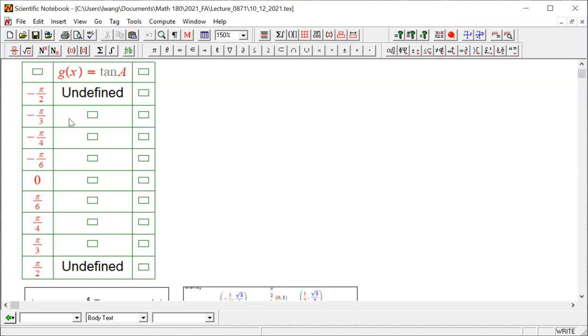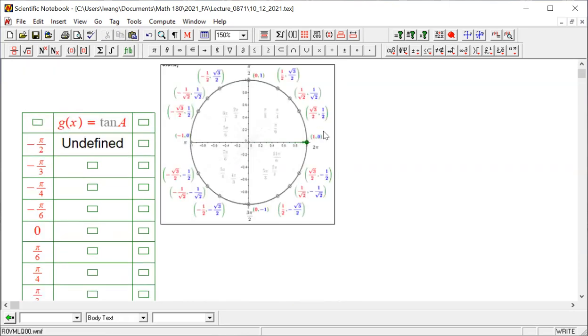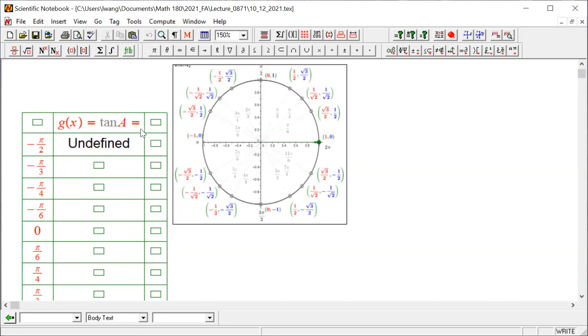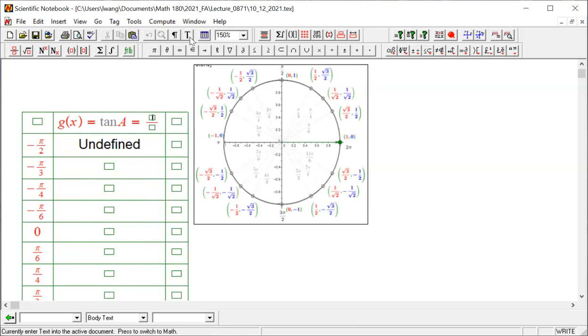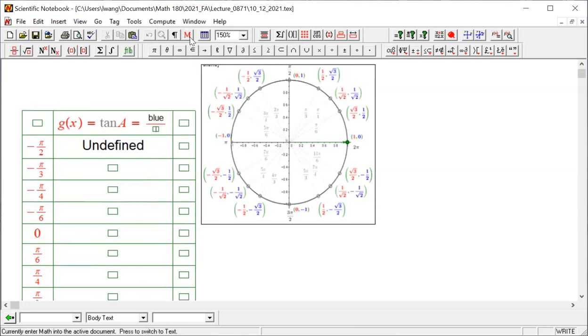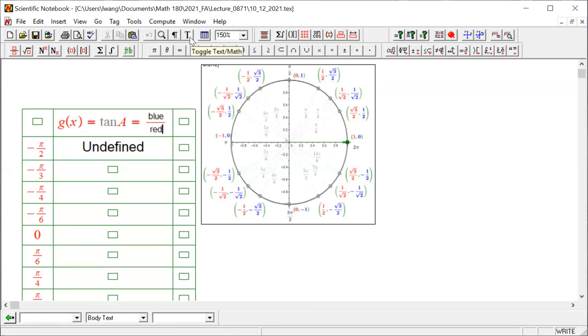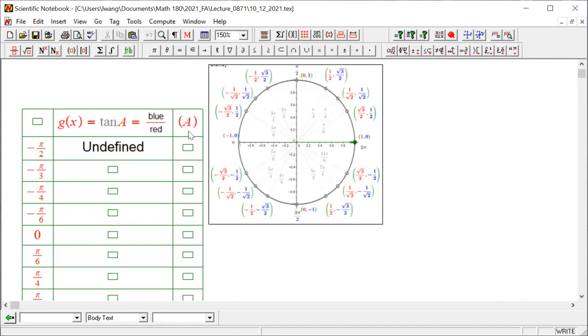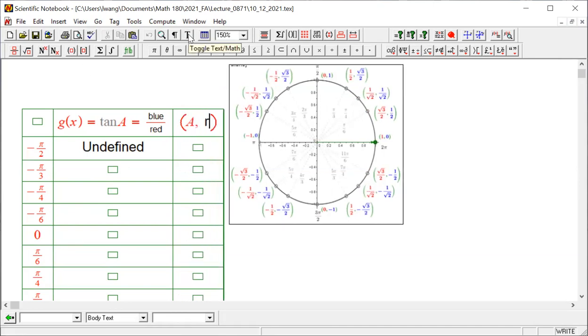Okay, so how about you guys just do these values? You do the ratio of blue over red, right? You know that, right? That's the ratio of blue over red. Use the special angles, the numbers in front of you. That's the definition of tangent in simpler form. And then we're going to arrange the angle and the tangent ratio.